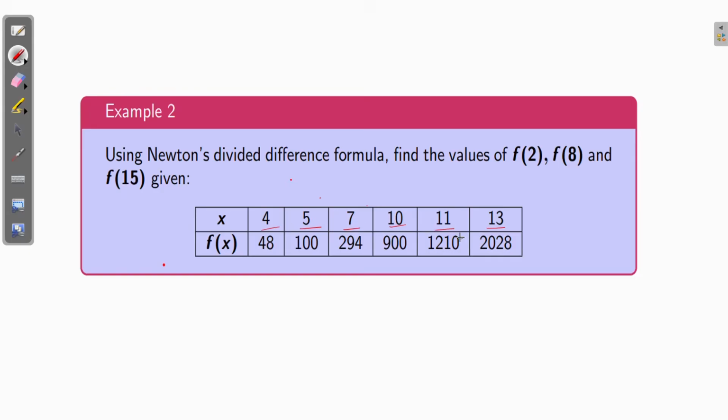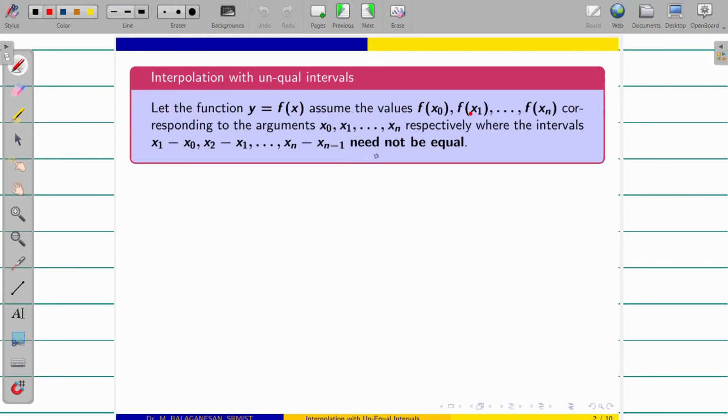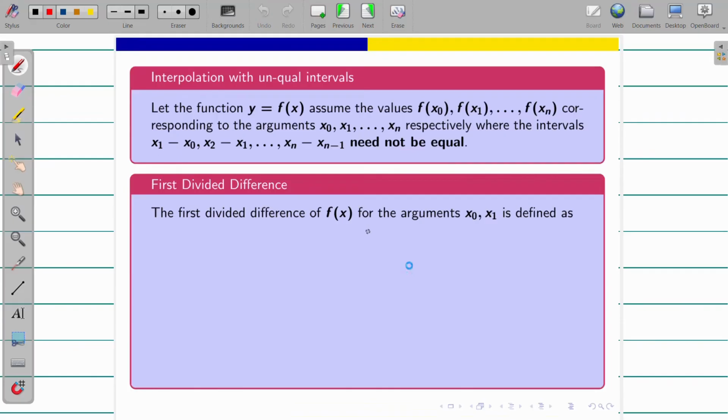If it is equally spaced, we discussed in the previous topic, it is interpolation with equal intervals. Here its values are unequally spaced, so it is under the unequal interval case. X values are arguments, Y values are entries. Here X values need not be equal. Right. So in the difference, here also we are going to use a different concept.